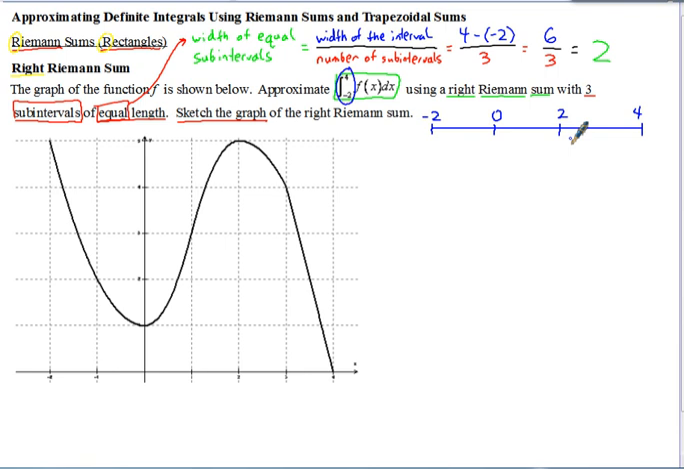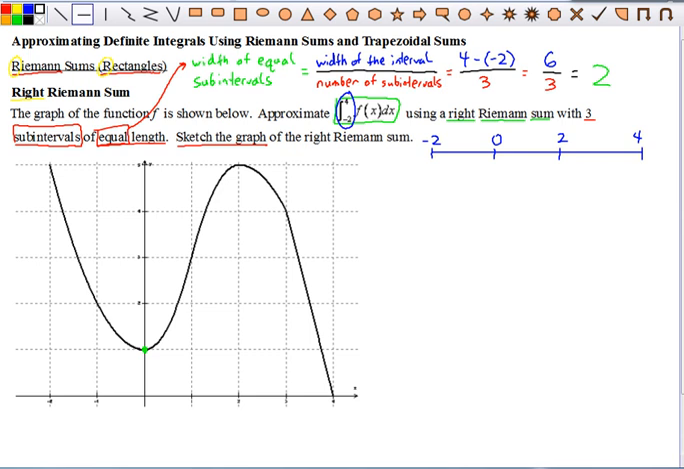So let's draw and see what that looks like. Remember, these are going to be rectangles we're using to approximate the area under this curve. Now with the right Riemann sum, it just means we use the right endpoint on each of these subintervals to get the height. So on the subinterval from -2 to 0, the right endpoint is at 0. So we look at our graph, where's the function at 0? Well, it's right there. And we use that to draw our rectangle.